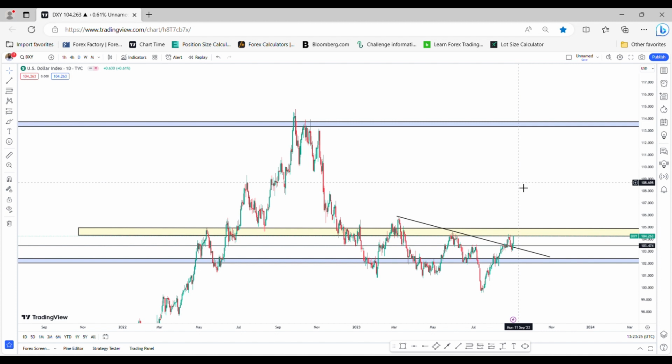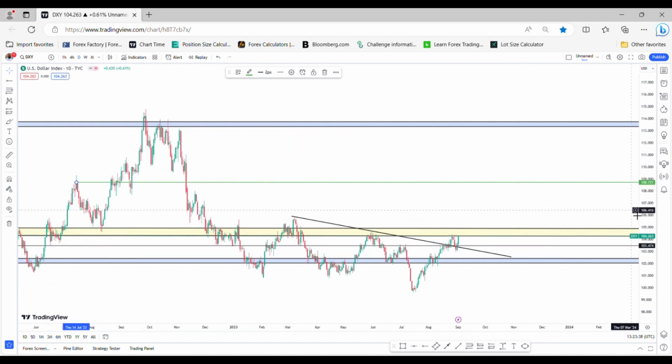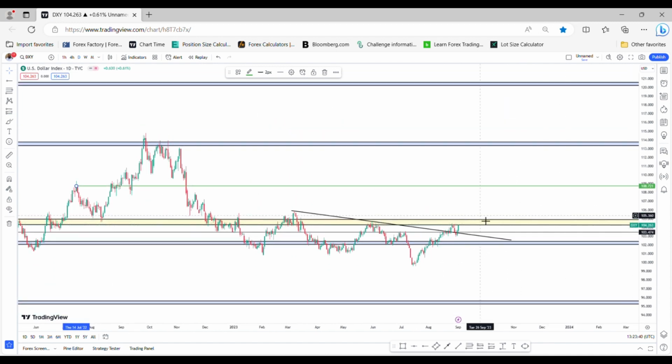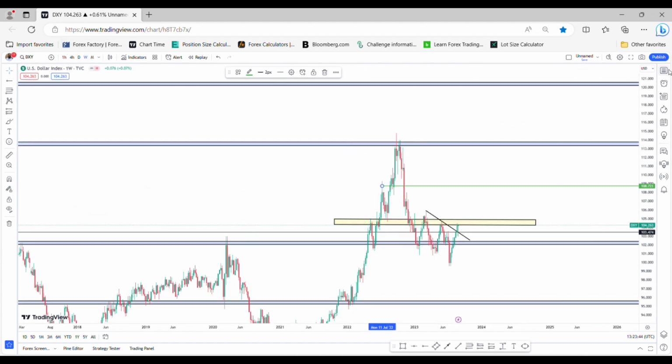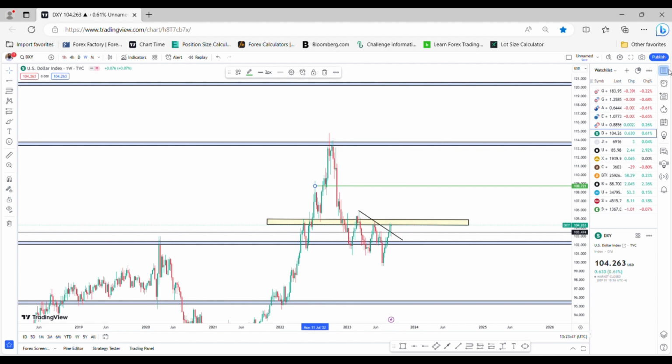And if it breaks this area, which is here, the next target level for the dollar index is 108, and until then, we're just going to sit closely and watch what happens with the dollar index. So that's my brief analysis of the dollar index. Let's quickly go into other pairs that Joshua wants me to look into.